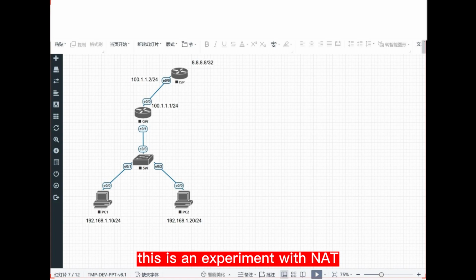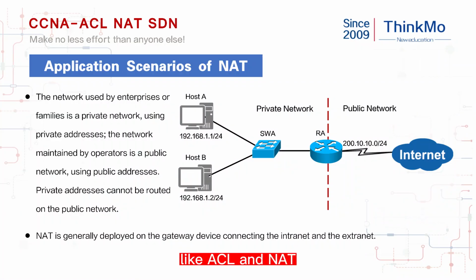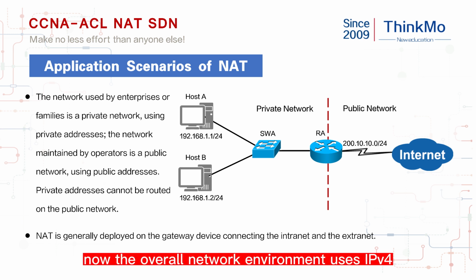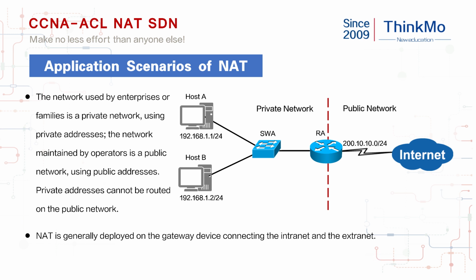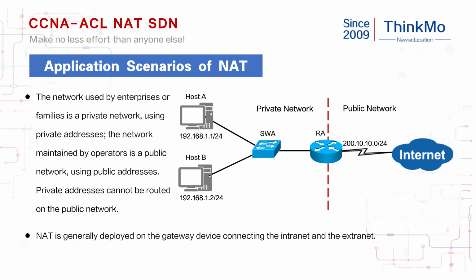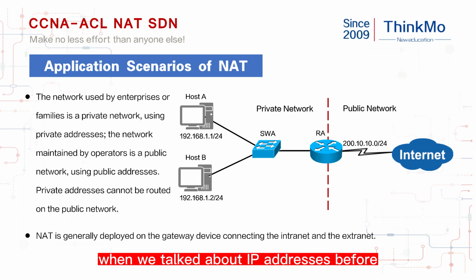This is an experiment with NAT. Like ACL, NAT is actually very simple. For the experiment, first let's talk about the NAT scenario. Let's discuss a question. The address we are using now is an IPv4 address, and the overall network environment uses IPv4. Remember how many IPv4 addresses there are in the world, from when we talked about IP addresses before?